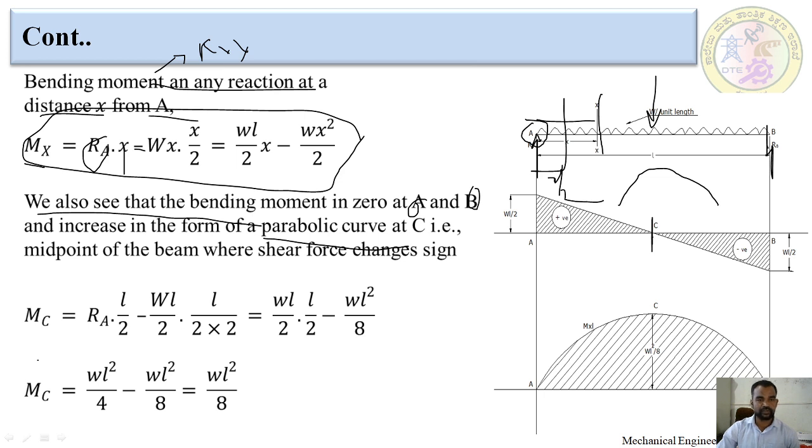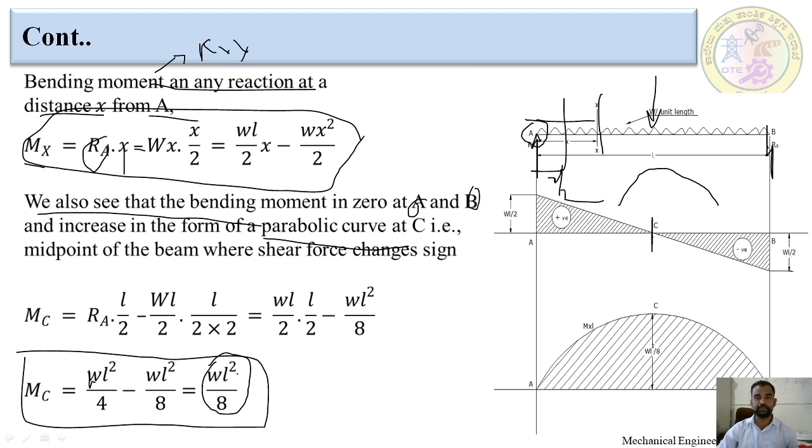After that, I am directly going to give the formula for the bending moment at point C, which is equal to W into L square divided by 4 minus W into L square divided by 8. When we take the LCM, the maximum bending moment at midpoint C is equal to W into L square divided by 8. This completes the concept of a simply supported beam with uniformly distributed load.